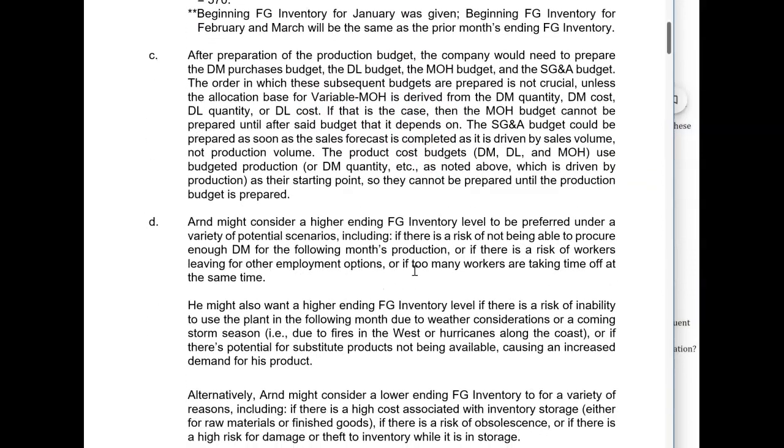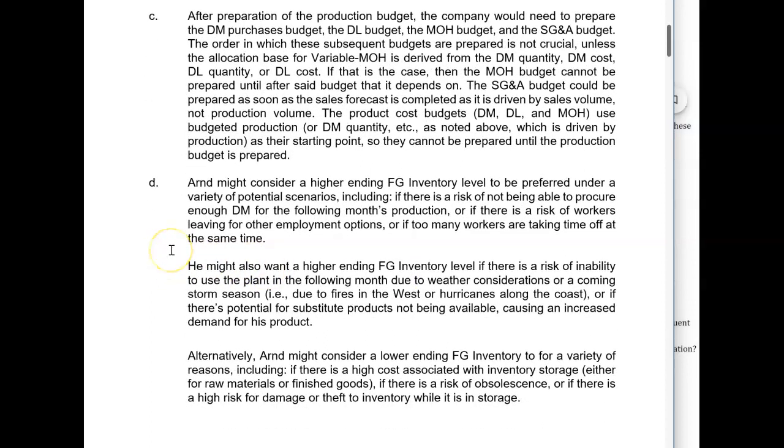Okay, and then the last one, they asked about inventory. Some of the reasons why you might want to change your inventory level is that if you've got risk of not being able to get your direct materials, so you don't have enough for production, or if there are workers leaving for other employment options, or if too many workers are taking time off at the same time. Okay? All right. If there's a potential for substitute products not being available, just take a look at this. So there are all kinds of reasons why you might change that inventory number. Okay.